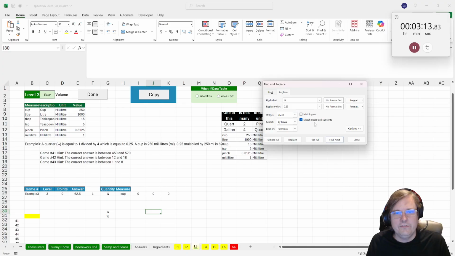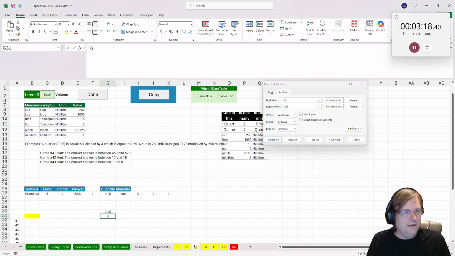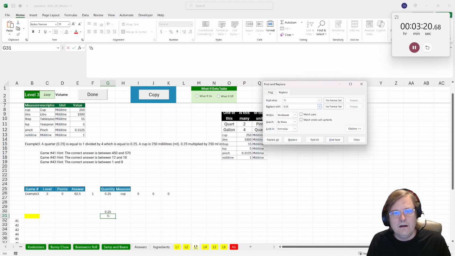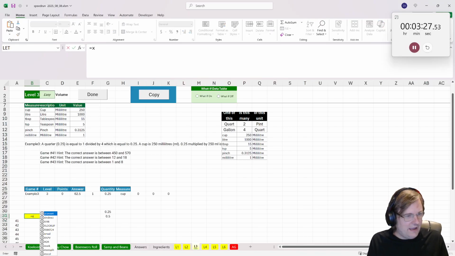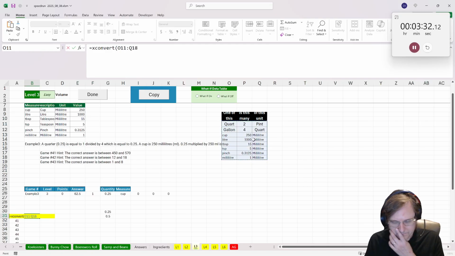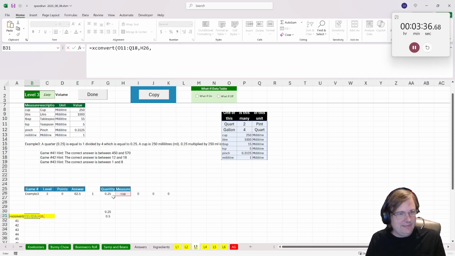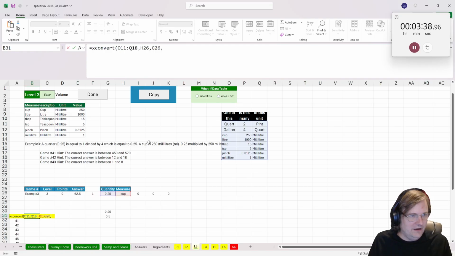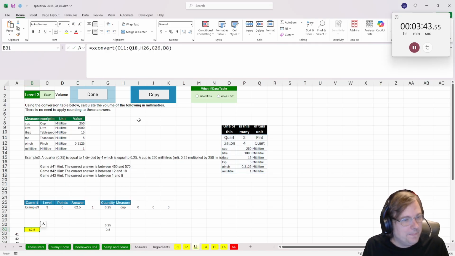So the quarters are converted to decimals in the entire workbook. And then the halves are converted to decimals in the entire workbook. All right, so now XCONVERT. I feed it this conversion table. And I tell it that I've got a cup and I've got that many cups and I want to know milliliters is what it's asking for. And that's it, no need to round.